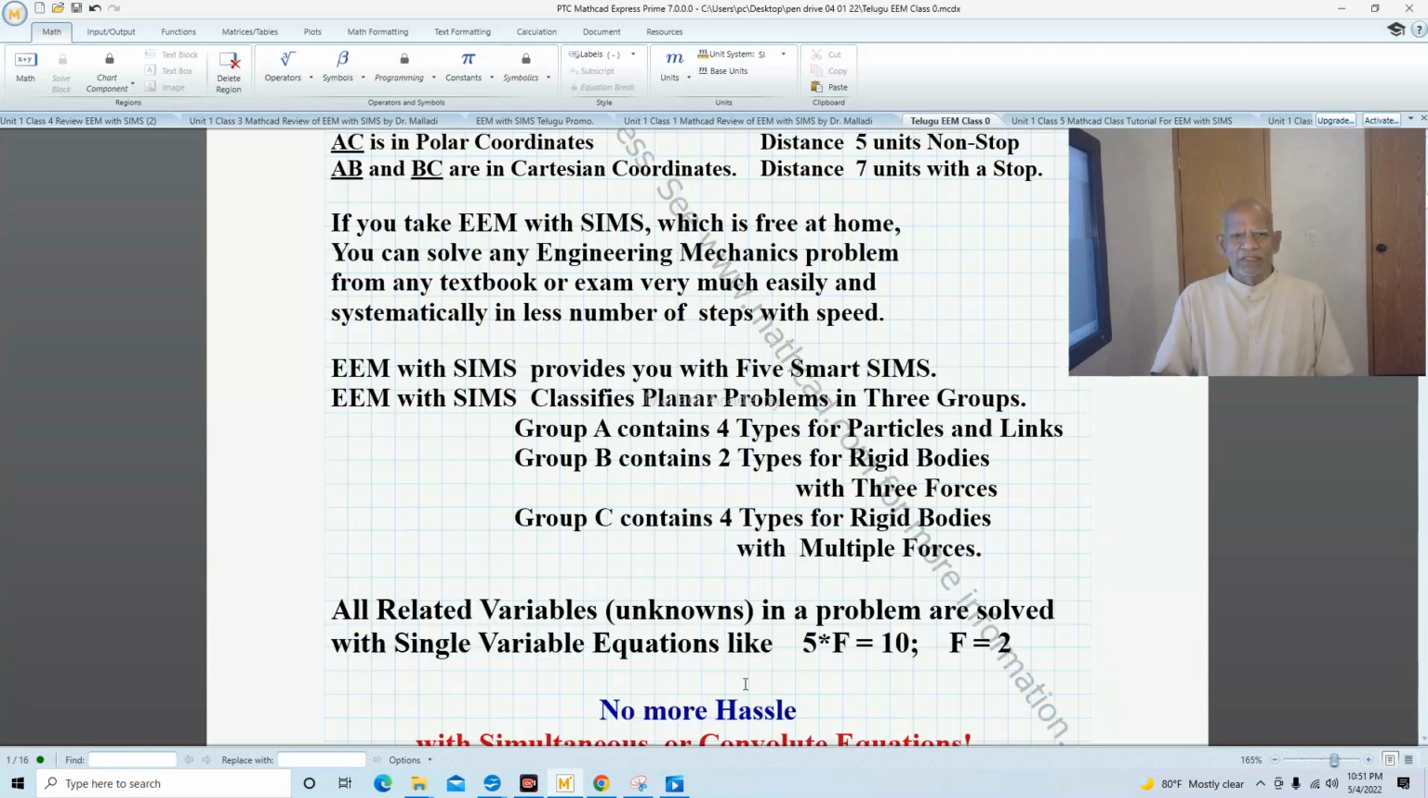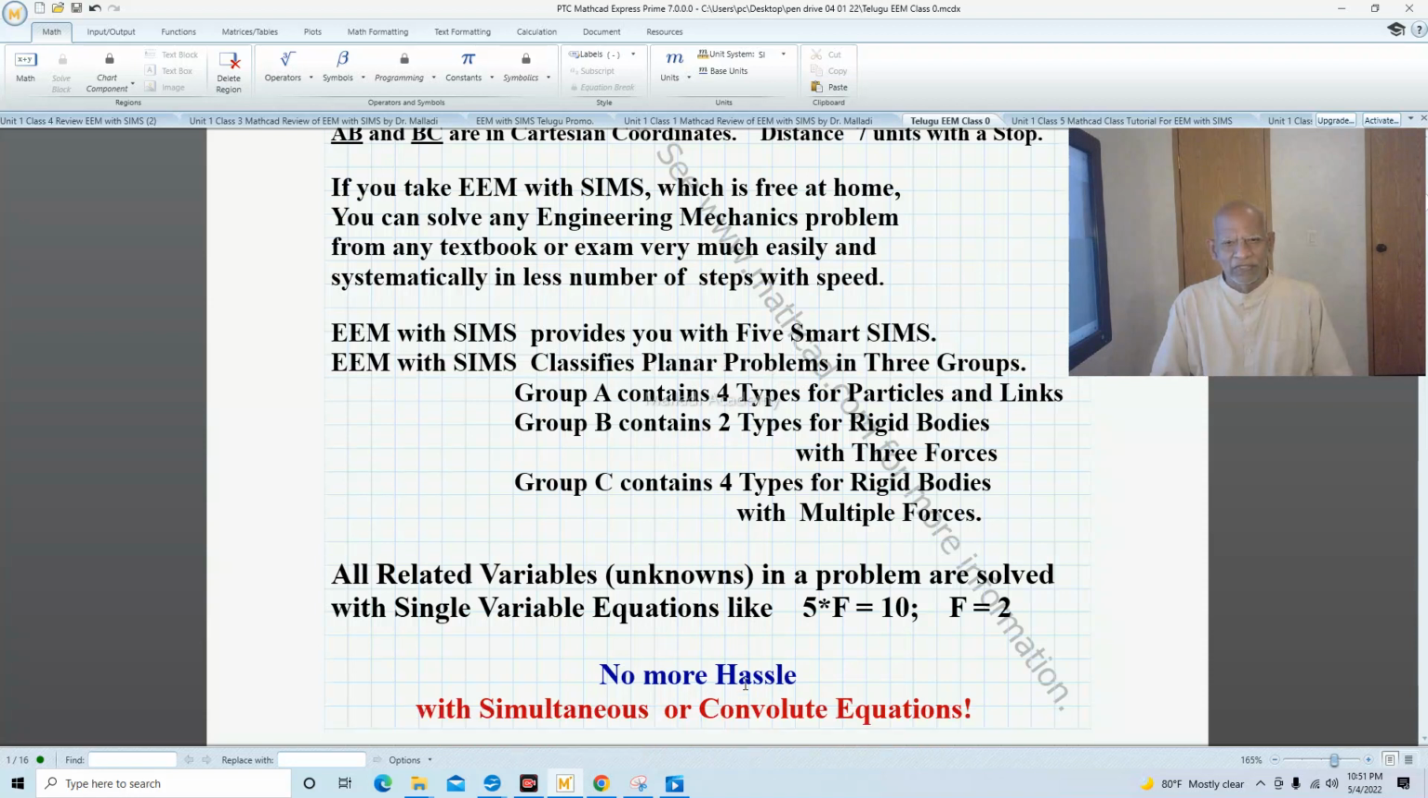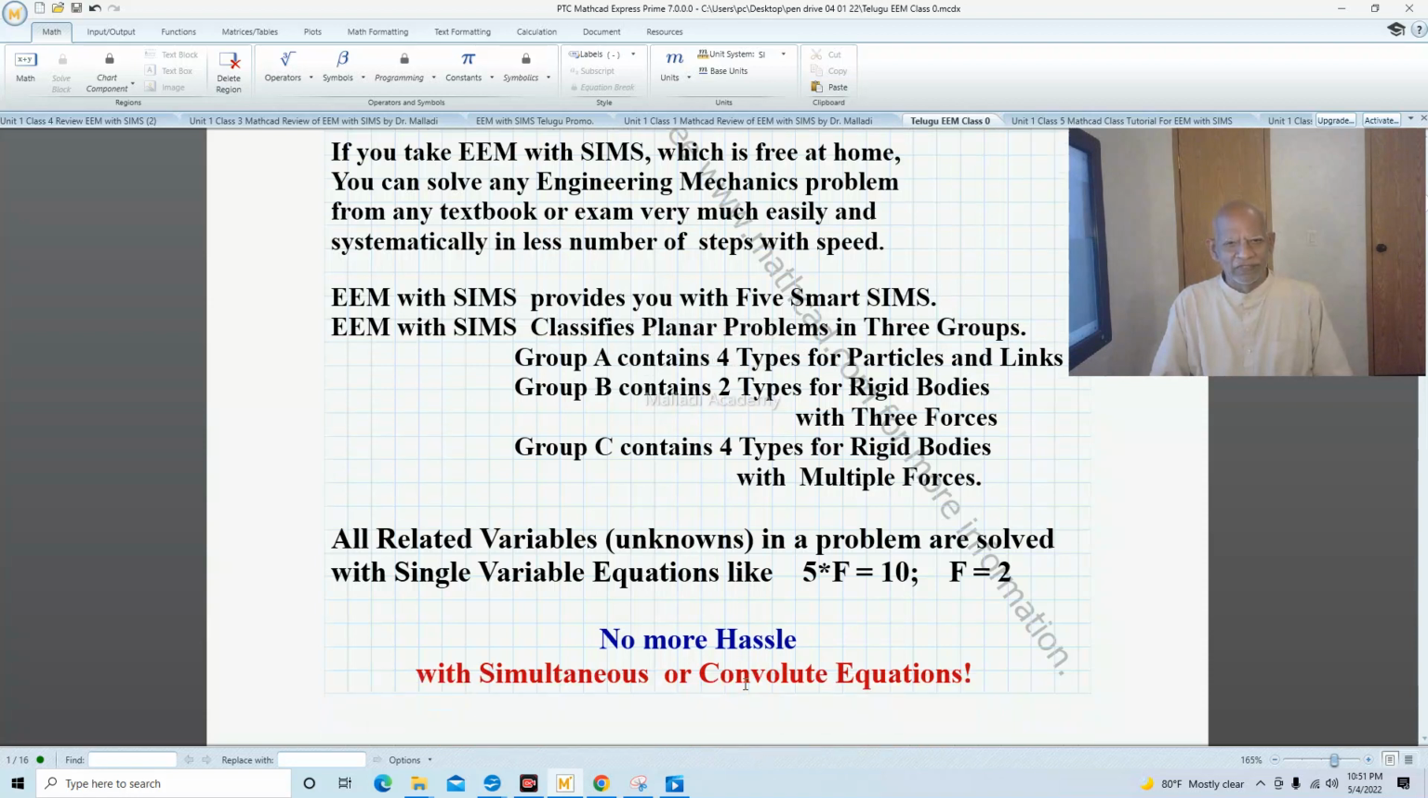All related variables, that is unknowns, in a problem are solved with single variable equations like 5f is equal to 10 or f is equal to 2. No more hassle with simultaneous or convoluted equations when you use the SIMS I developed.